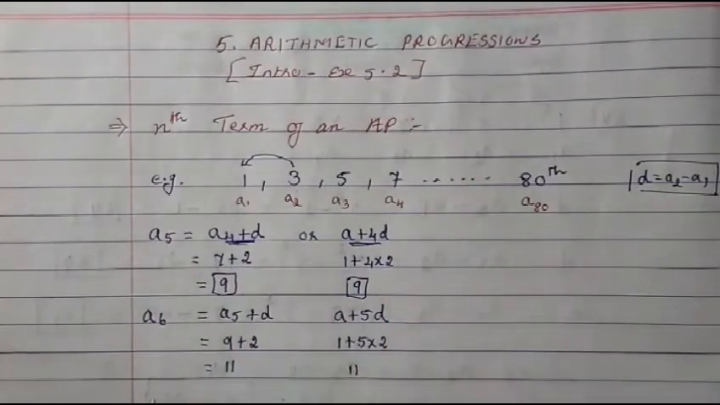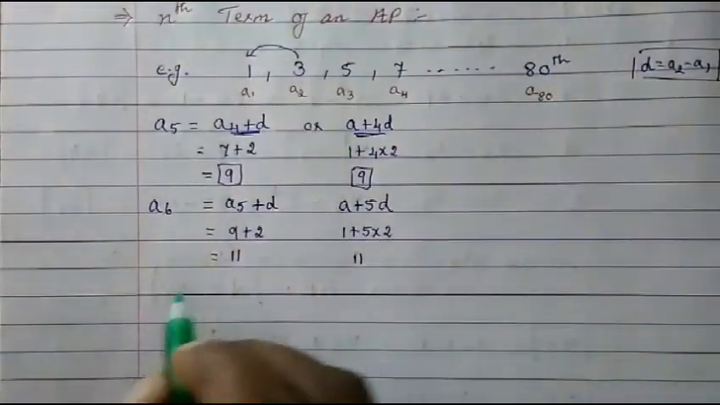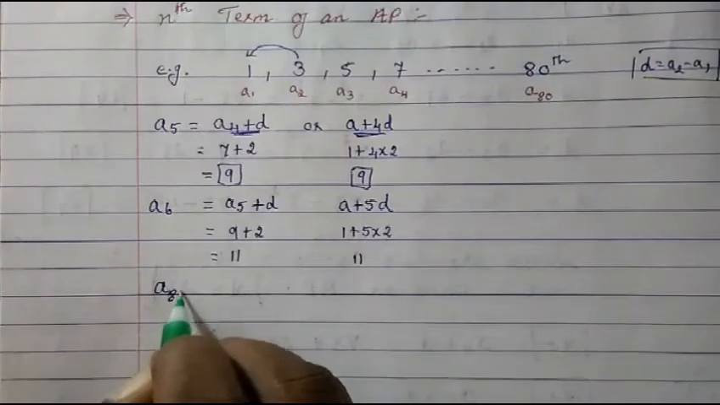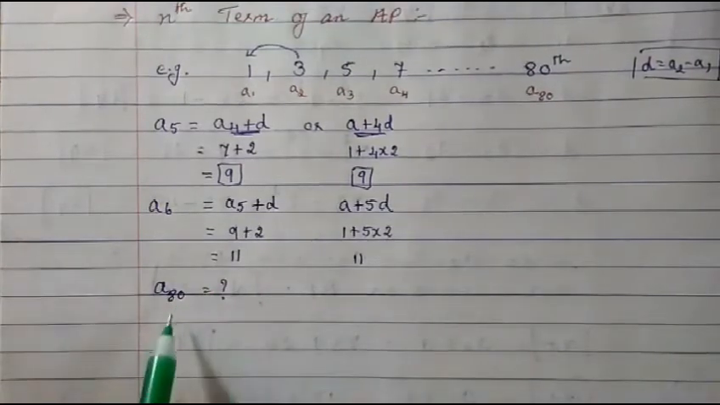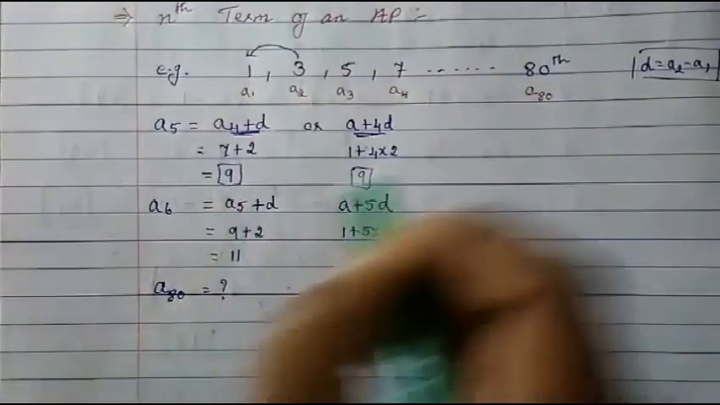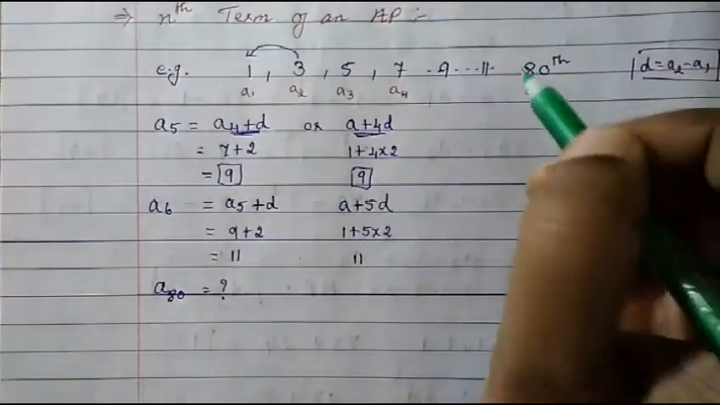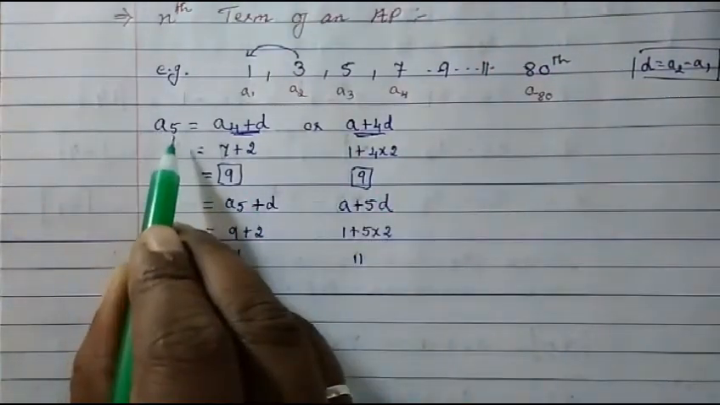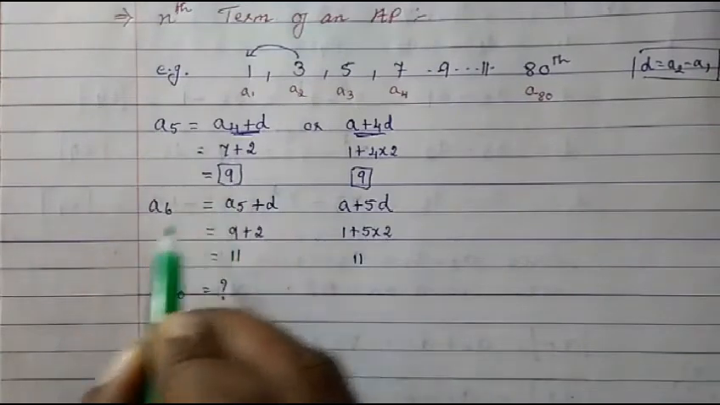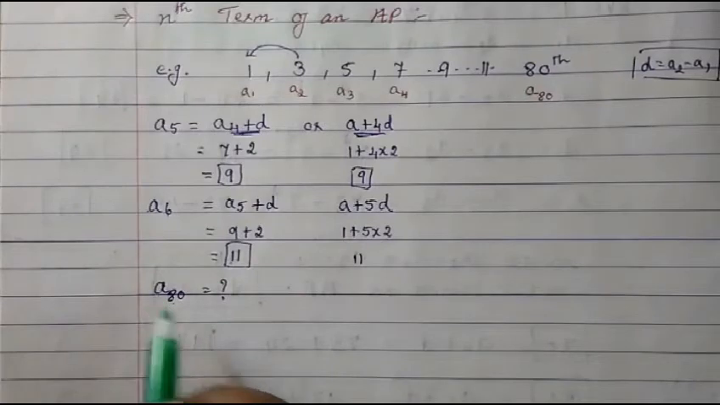But then how do we find it? Now they are asking us for the 80th term. How will we get the 80th term? What is the value of A here? We know A5 we found out is 9 and A6 we found out is 11. So the fifth term of A is 9, the sixth term of A is 11. In the same way, what is the 80th term of A? That's what we have to find out.